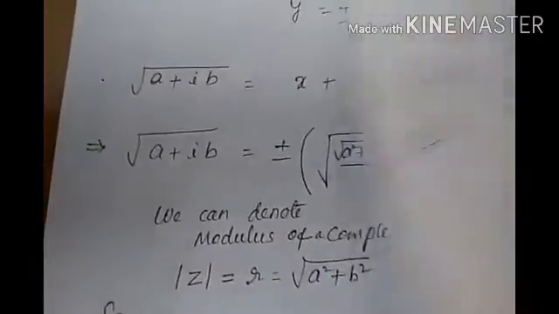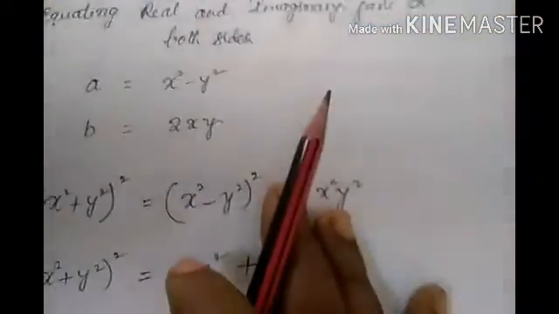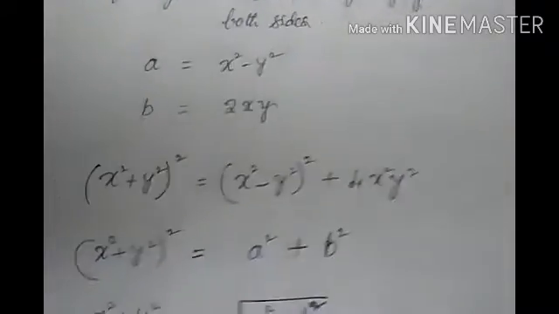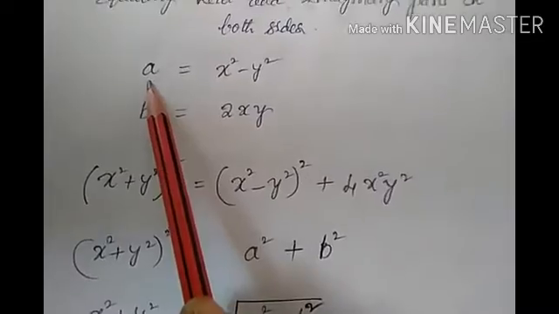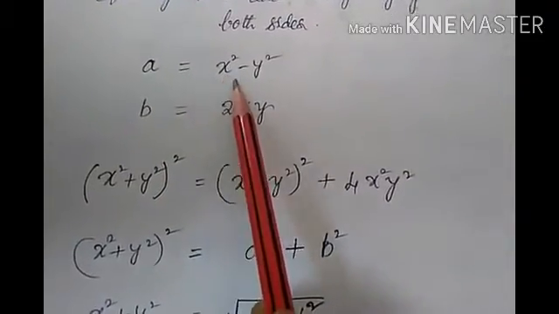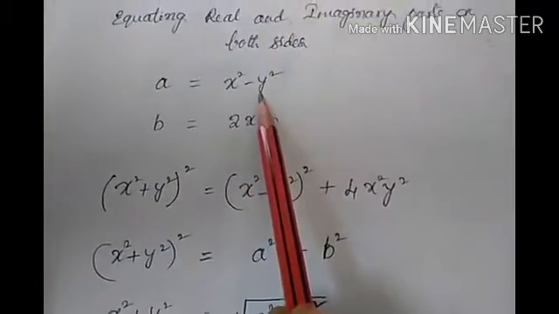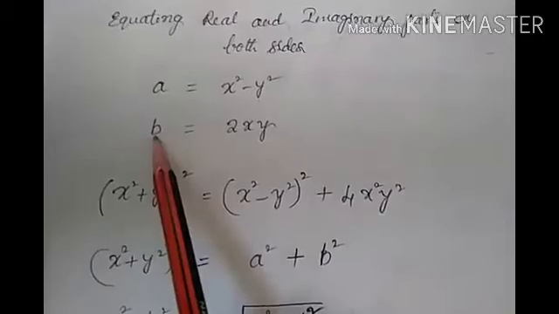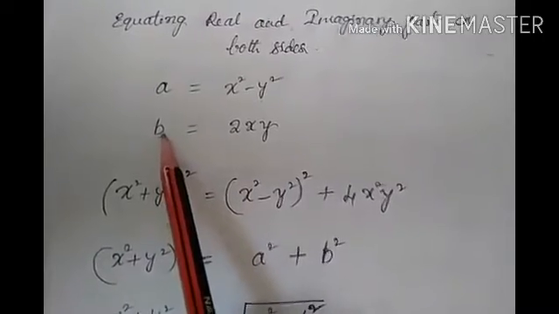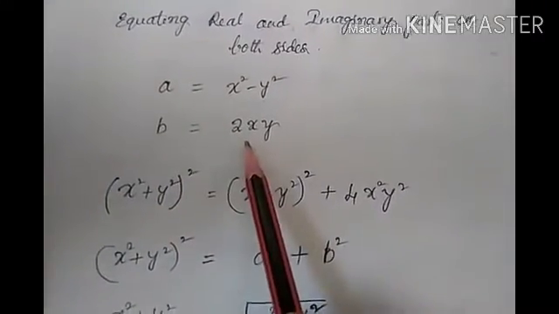So, now equating the real and imaginary parts on both sides. What will you get? First, on the left side, a is the real part, and on the right hand side, x square minus y square is the real part. So, a equals x square minus y square. In the same manner, on the left hand side, b is the imaginary part, and on the right hand side, 2xy is the imaginary part.